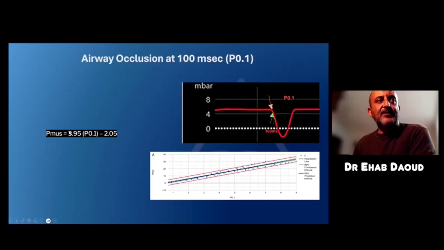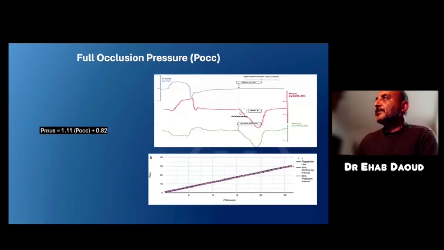And doing some statistical analysis, we found that if you want to estimate the PMOS, PMOS equals 3.95, P0.1 minus 2.05. So it's, again, very easy to quickly estimate. If you want to do it more, there's something called occlusion pressure. Instead of only 100 milliseconds, you can do it for one full breath.